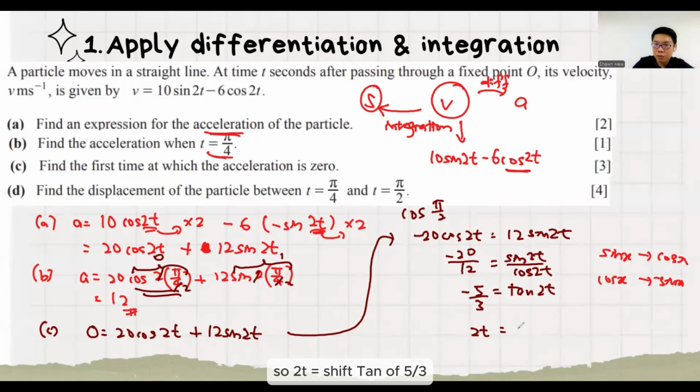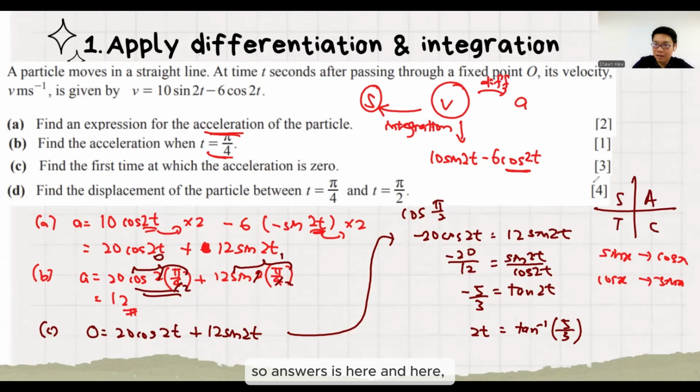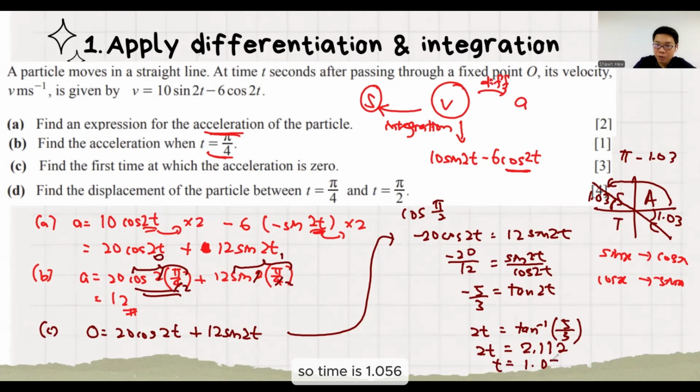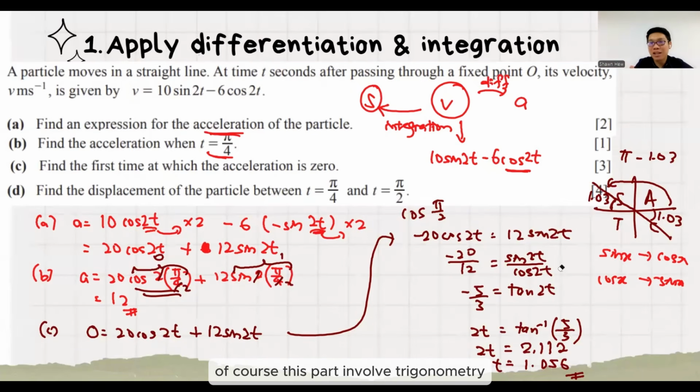So 2t equals shift tan of 5 over 3. And then tangent is negative, so the answers are here and here. It is 1.03. So the first answer you will use pi minus this 1.03 to get 2.112. So the time is 1.056. Of course, this part involves trigonometry. So if you are not very familiar with trigonometry, go to the video here to check how to deal with trigonometry questions. ABC are the questions related to acceleration.